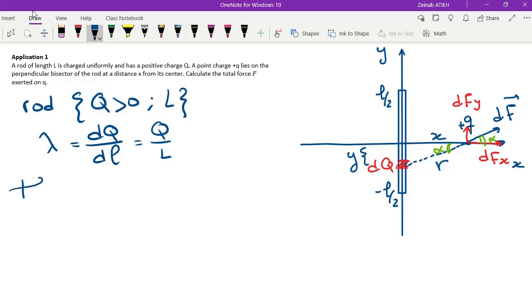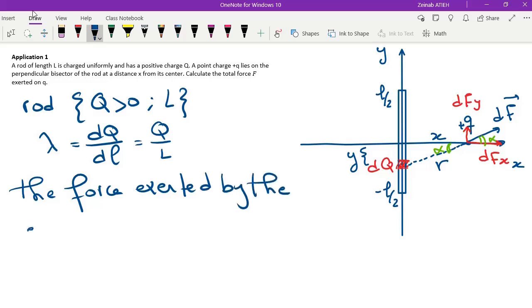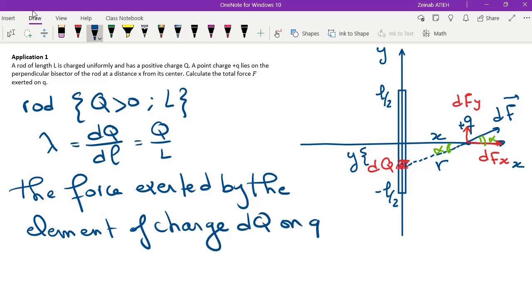So the force exerted by the element of charge dq on Q is drawn as you can see. I take the element from below. You can take it from above, there is no problem, but it's easier for me to take it from below because the dF comes out on top, so I draw it more clearly. But there is no problem, you can choose any one. Choose an arbitrary dq.